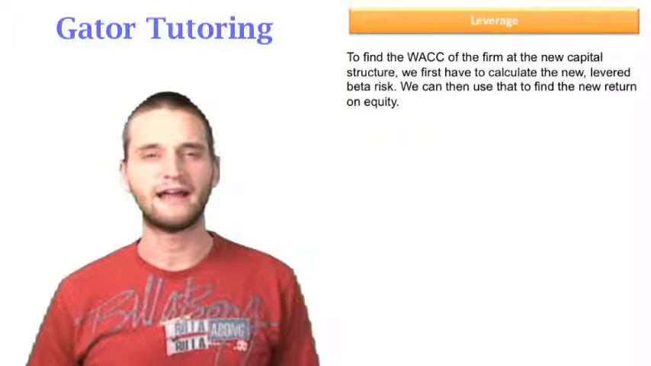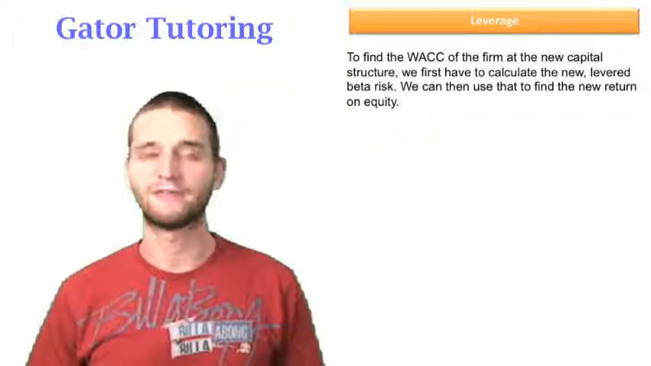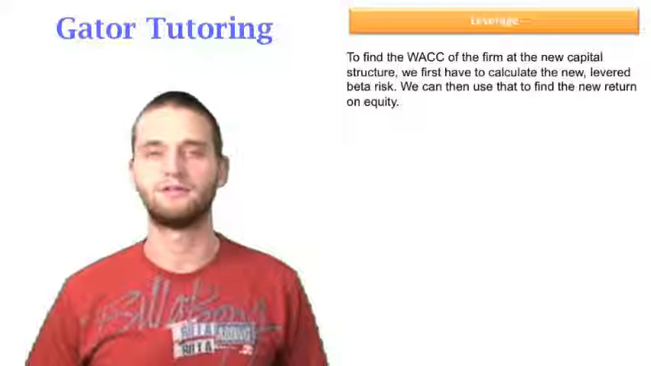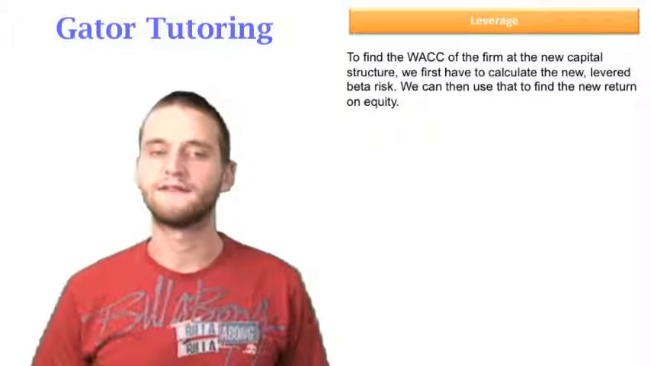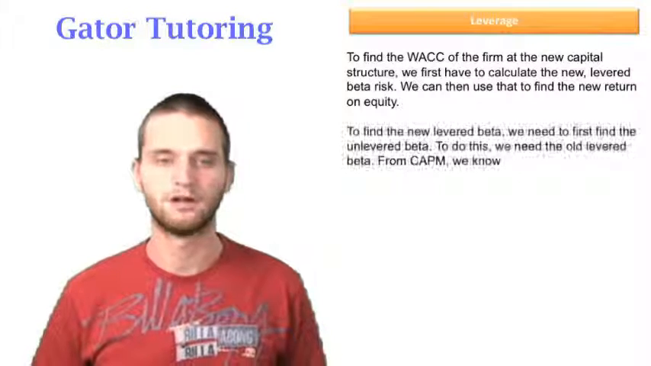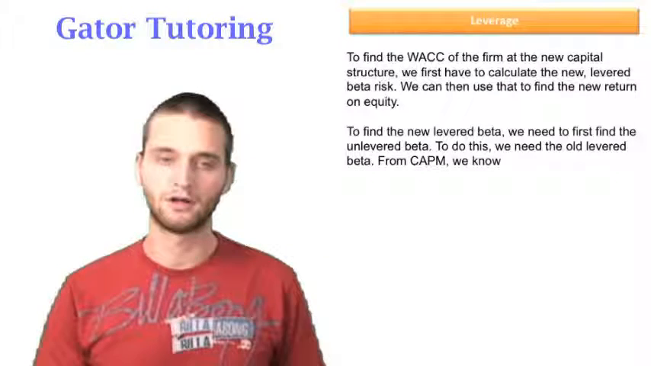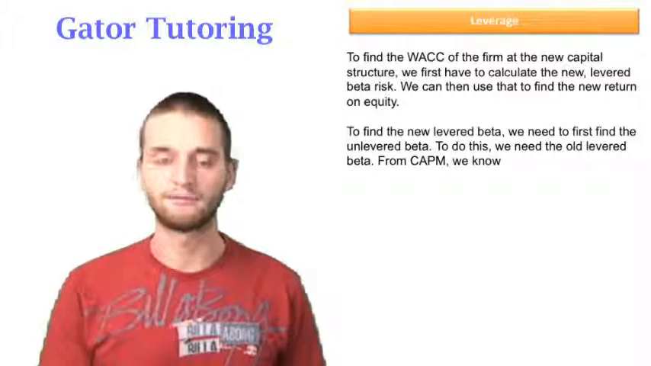So to find the weighted average cost of capital of the firm at the new capital structure, we first have to calculate the new levered beta risk. We can then use that to find the new return on equity. So to find the new levered beta, we need to first find the unlevered beta. To do this, we need the old levered beta.